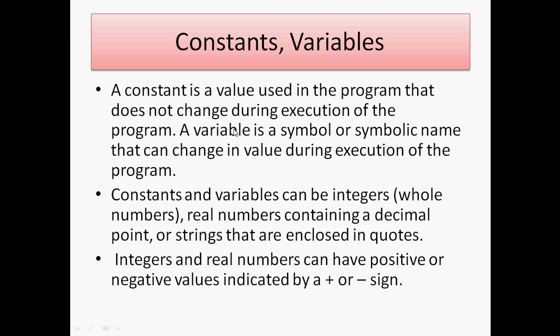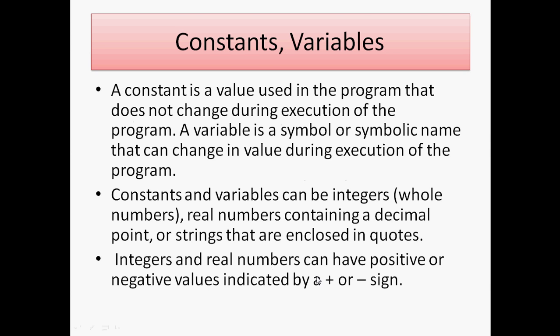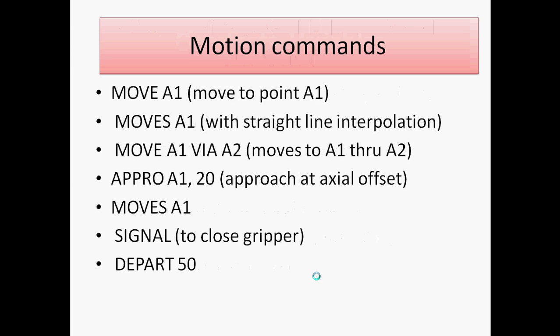A constant is used in the program and does not change during the execution of the program, but a variable is symbolic, and its value can be changed during the execution of the program. So there is a difference between constant and variable. They may be integers, or real numbers containing a decimal point. These should be enclosed in quotes, and integer and real numbers should be indicated with plus or minus values, so that sign is also presented here. These are the constructive work in constants and variables.